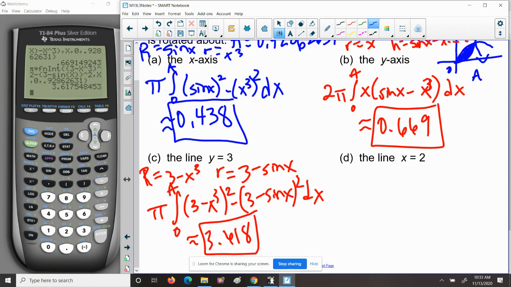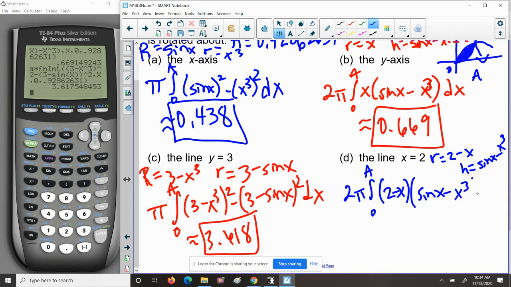Okay. Let's move down a little bit here. All right. Last one. Let's find the volume if we rotate around the vertical line x equals 2. So now we're going around a vertical line. That means we're using shell method. We need our radius, which would be 2 minus x. Our height would still be the same as it was before, sine of x minus x cubed. So we have 2 pi, since this is shell method, times the integral from 0 to that point A of 2 minus x times sine of x minus x cubed dx. Let's go find that volume.